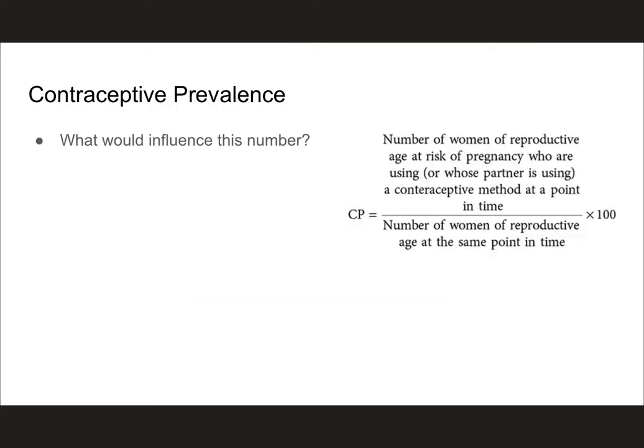Contraceptive prevalence. So the number of women of reproductive age, again 15 to 49 in this case, at risk of pregnancy, so women who have uteruses, who have not undergone some sort of surgery to remove their uterus, who are biological females, right, who are using or whose partner is using a contraceptive method at a point in time, divided by the number of women of reproductive age at the same time point. Okay, so you see this, and the question that I ask, and again, this is another hint for your midterm and for your quizzes.